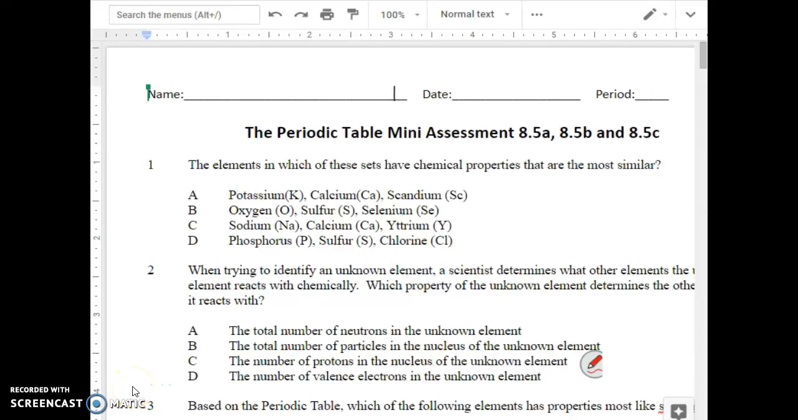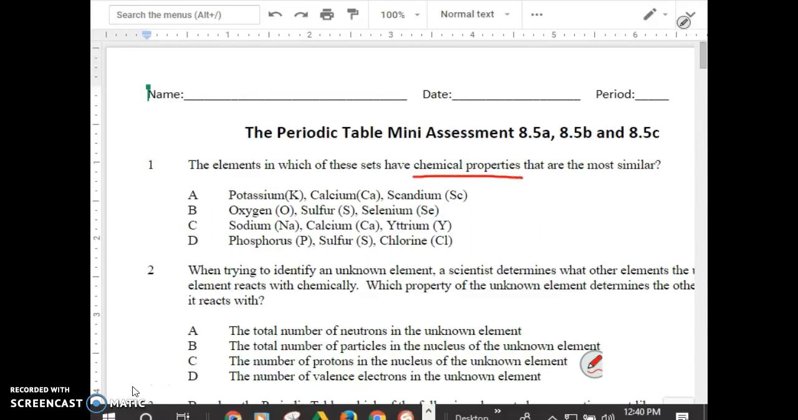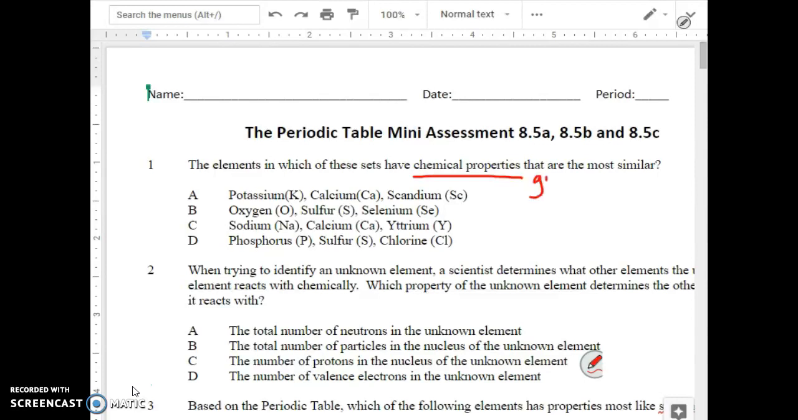Number one, the elements in which of these sets have chemical properties that are most similar? Okay, so chemical properties and most similar. When I'm looking at properties, I know that I need to look into groups, and groups go up and down. There are 18 groups on the periodic table.